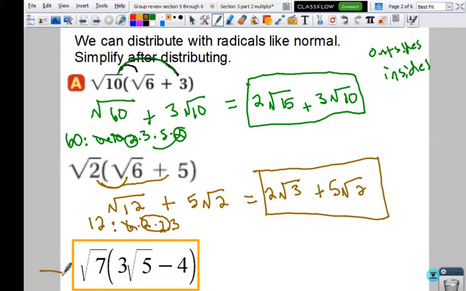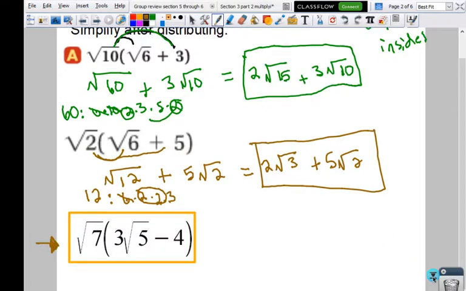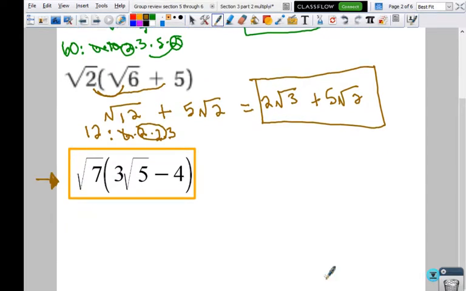Alright, you guys' turn. I want you to distribute this one in the box, and then if you can, add things together to get down to one answer. Maybe you can today, maybe you can't, who knows. Well, I know, but I'm not telling you. You gotta do it yourself.